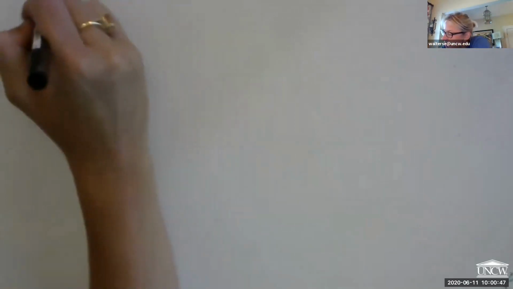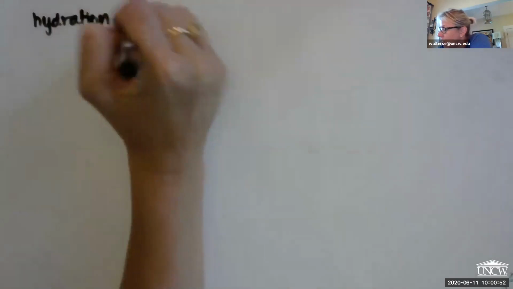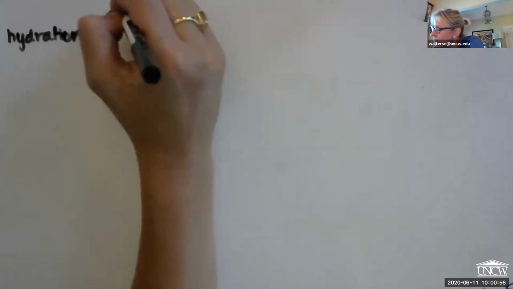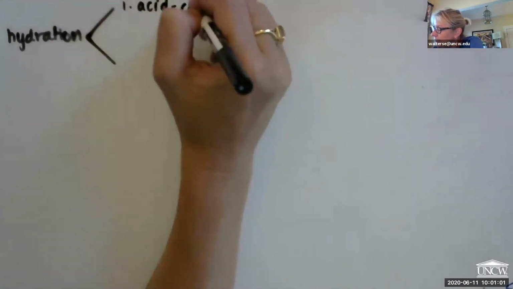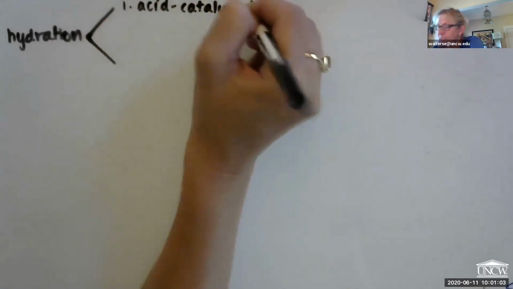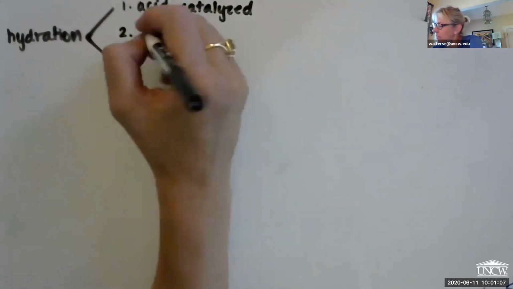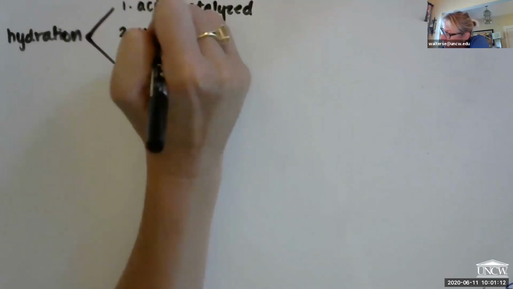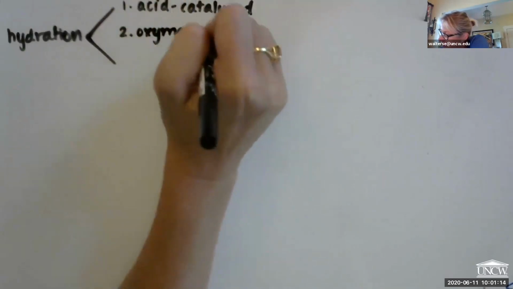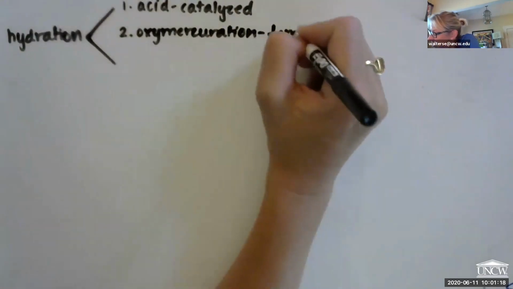So in hydration, we have three reactions. Okay. The first was acid catalyzed. Okay. The second, which is what we're going to look at now, is called oxymercuration, with a demercuration.